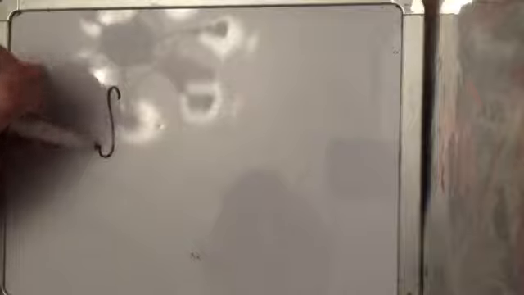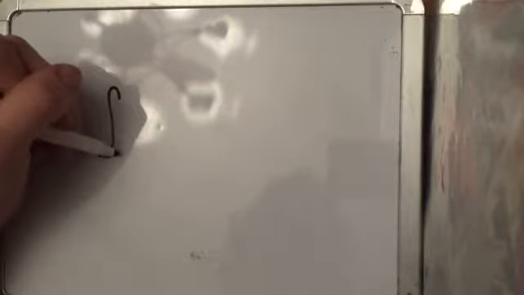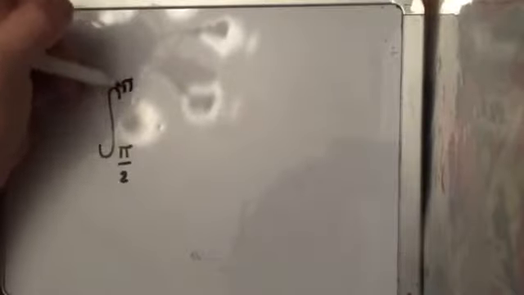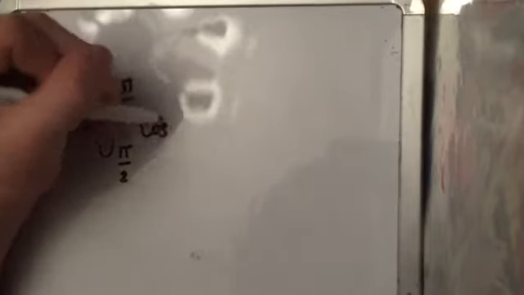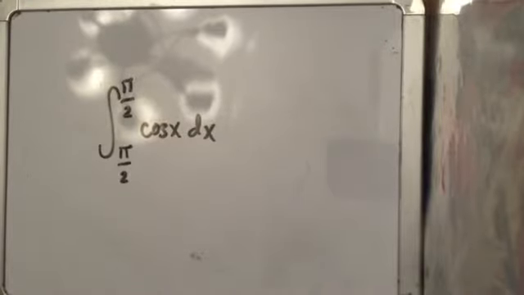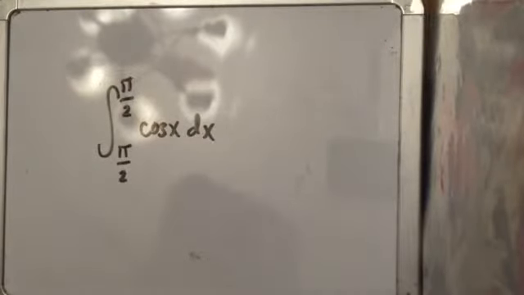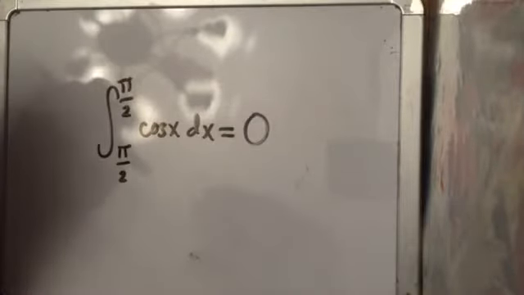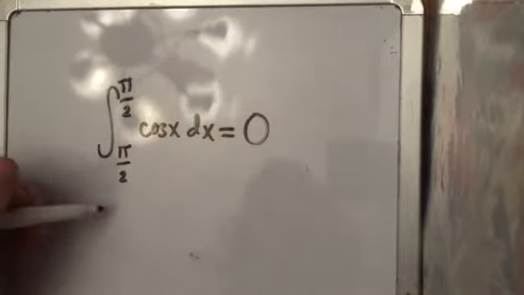So we can use this to evaluate the integral from pi over 2 to pi over 2 of cosine of x dx. Using the first property, that's just going to be 0. You don't have to do anything with it. You know for sure that that's 0.